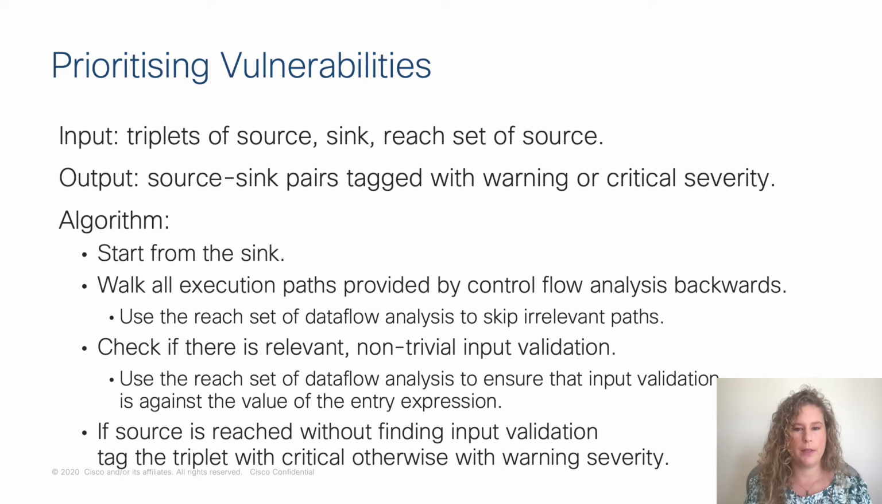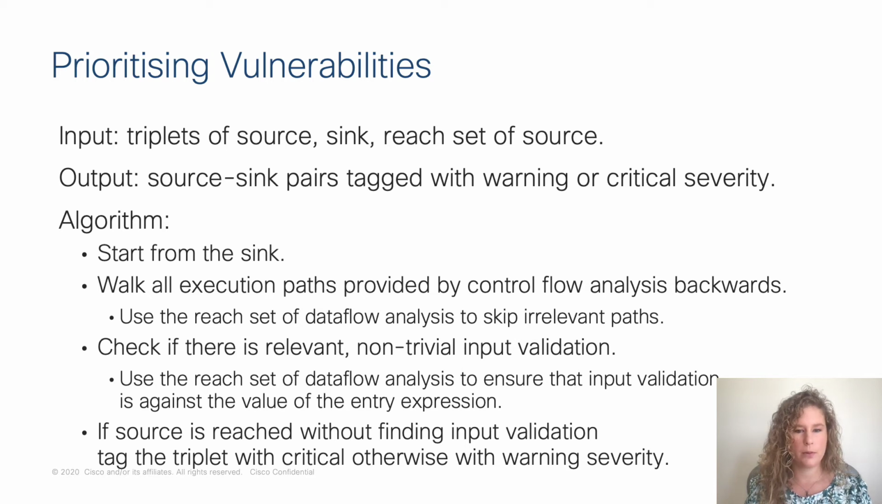The algorithm that prioritizes the found vulnerabilities is as follows. We take as input triplets, each of them representing one vulnerability. So in the triplets, we are going to have a source, and that's where the data entered. That's the entry expression. We are going to have the sink, which is the reached vulnerable function of Erlang OTP. And we are also going to get the read set of the source calculated by higher order data flow analysis. The output of the algorithm are the source sink pairs tagged with severity.